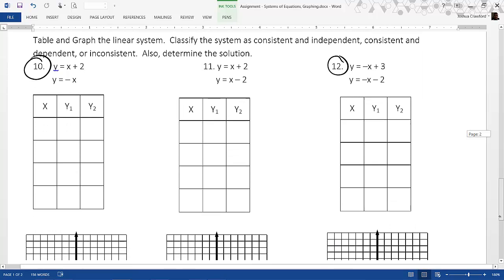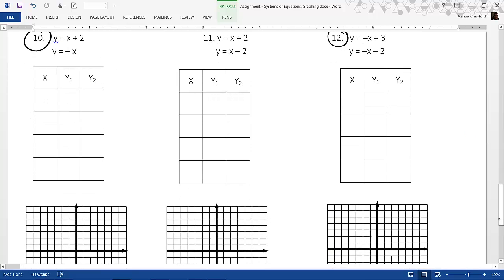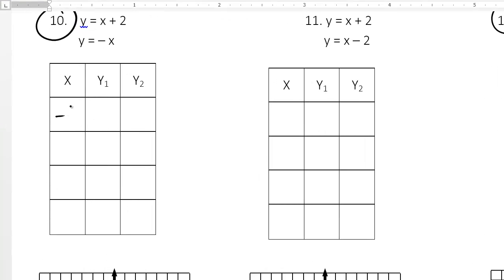Then number 10. Number 10, we're given the table and two equations. Pretty simple. The x values aren't given to you, so just make your own x values. And I'm going to choose negative 1, 0, 1, and 2. Now to get your y values, you need to plug your x values into your equations. So let's go ahead and do that. I'm going to plug this 1 into that x.